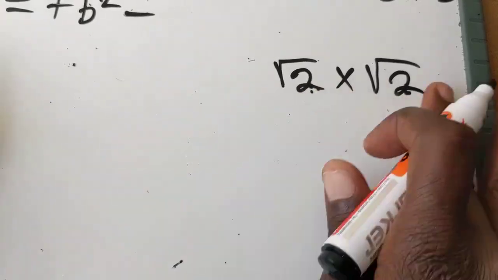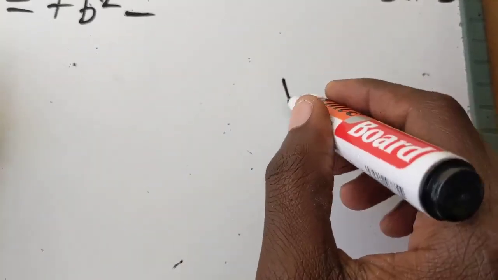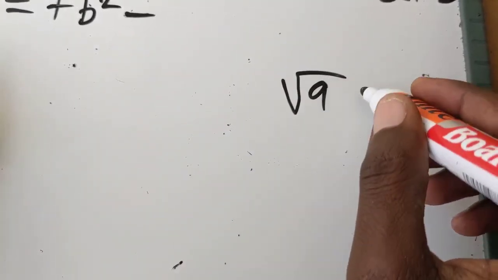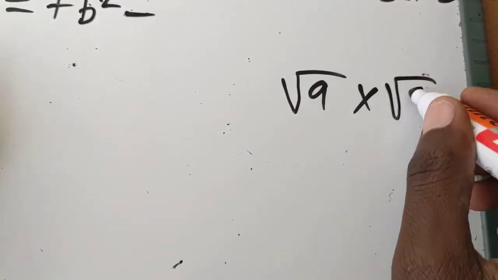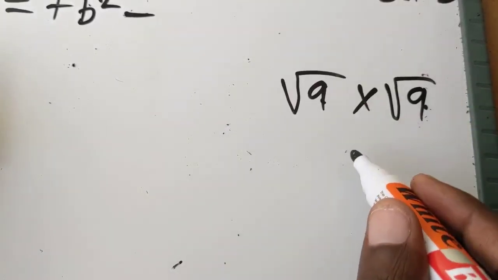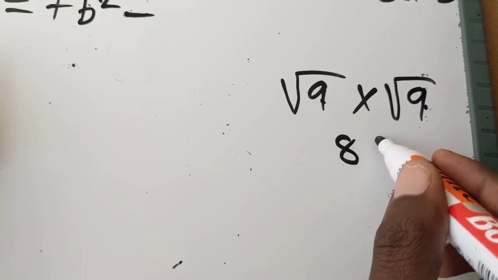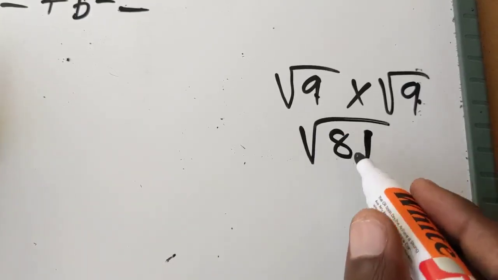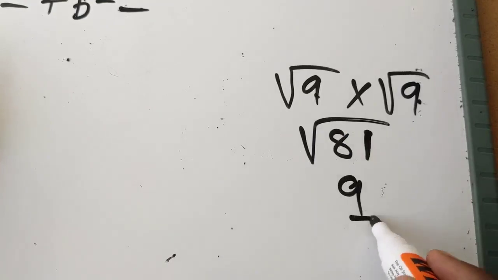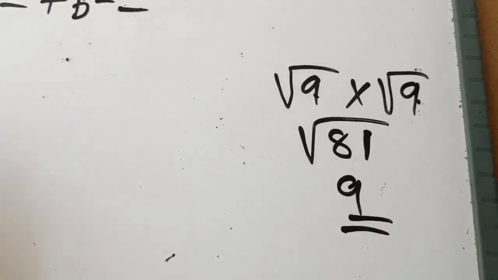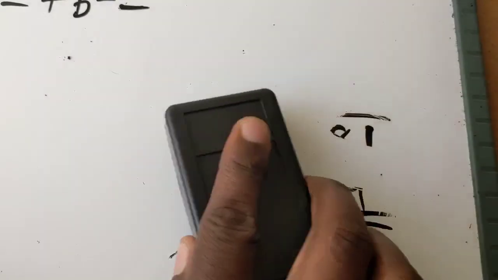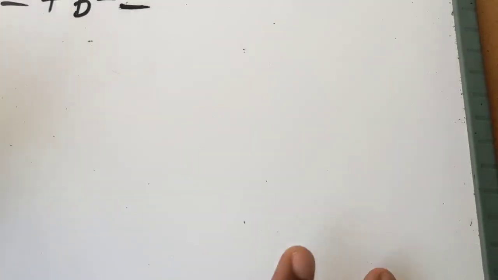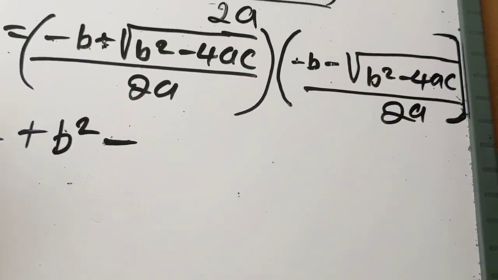The same thing again. The square root of 9 times the square root of 9. So 9 times 9 is 81. Now what is the square root of 81? It is 9. So that is how they proved it. We are going to solve this square root the same way.